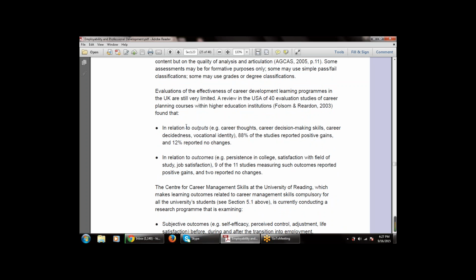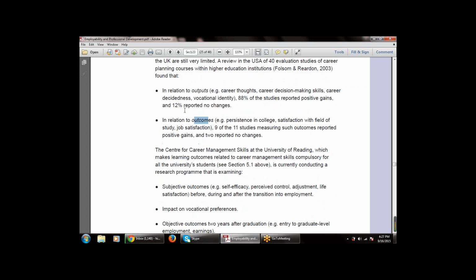Evaluation can be used in relation to the outputs and the outcomes, whatever is used: career thought, career decision-making skills, career decisiveness, vocational identity. That is used for evaluating the effectiveness of career development learning. And in relation to outcomes, persistence with the college, satisfaction with the field of study, and job satisfaction are used.